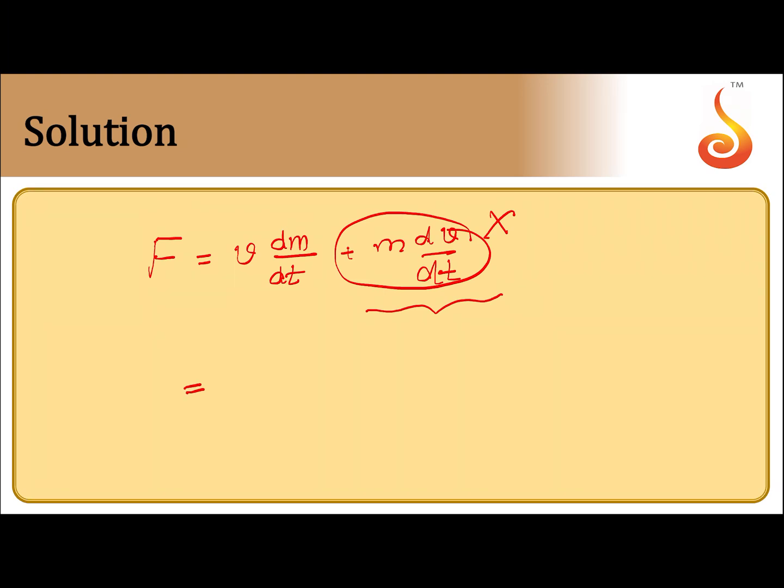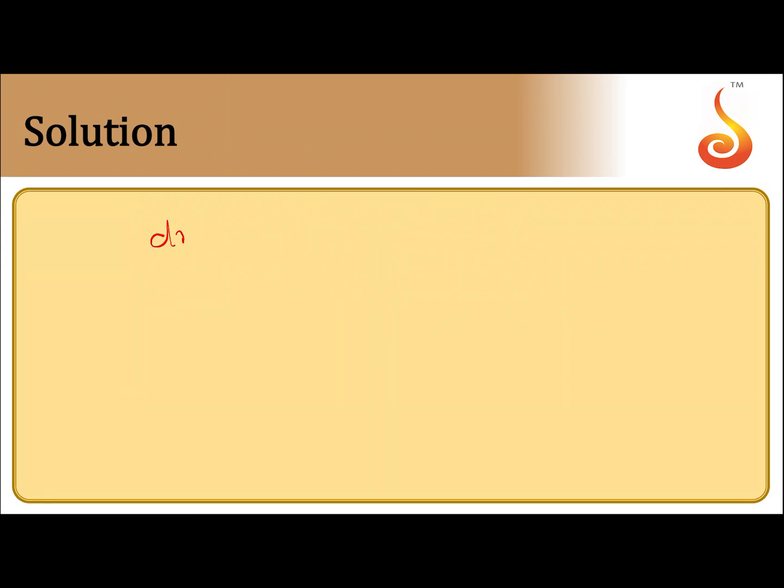And now we are asked to find out the rate of combustion of the fuel. When I say rate of combustion of the fuel, what does it mean? It means how much fuel is consumed per unit time, which means the value of dm by dt. That's the rate at which the mass is lost. And clearly that must be equal to F divided by V. So we can substitute here.